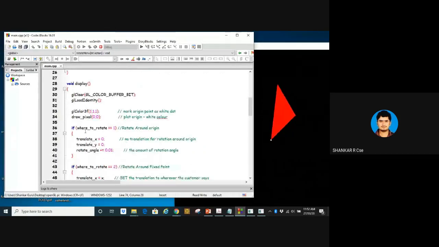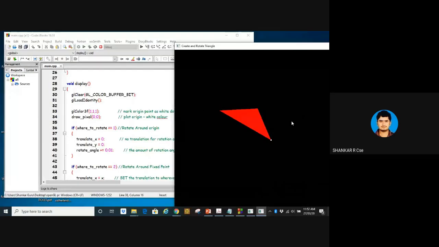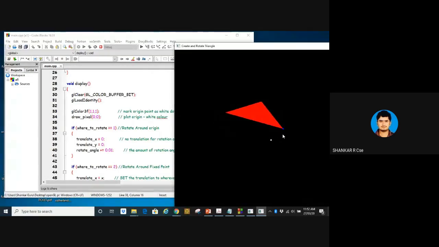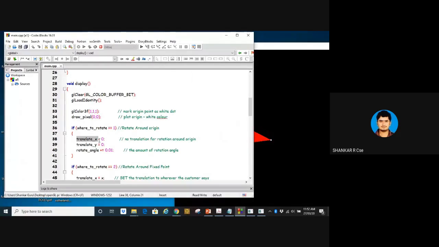Now where to rotate, if this is 1, is 1 equal to 1? Yes, go inside. Now you can see here, rotate around the origin means I should not translate. Rotate around the fixed point means I should translate. In the origin means I should not translate. So translate x, make it 0. Translate y, make it 0. No translations for rotation around the origin. And since you should rotate, rotation angle is equal to rotation angle plus your degrees, 0.01 or 1 degree, 2 degree, whatever.